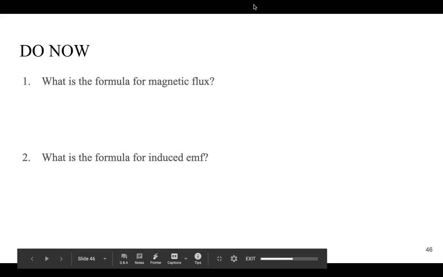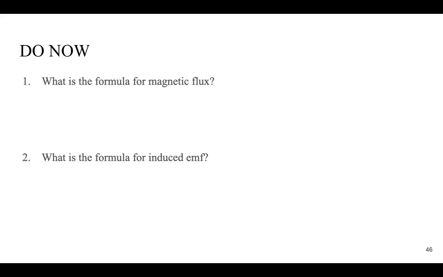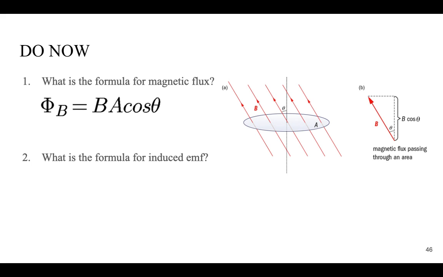So, what is the formula for magnetic flux? Maybe you've committed this to memory by now. Phi sub b, that's our symbol for magnetic flux, is equal to BA times cosine theta. So the strength of the magnetic field times the area times the cosine of the angle between the magnetic field and a line perpendicular to the area. So that's what this graphic is showing us.